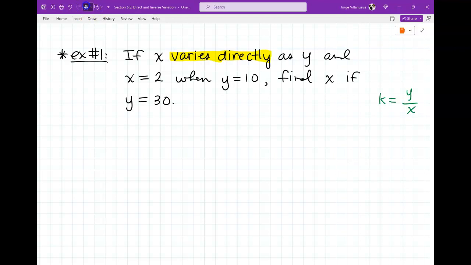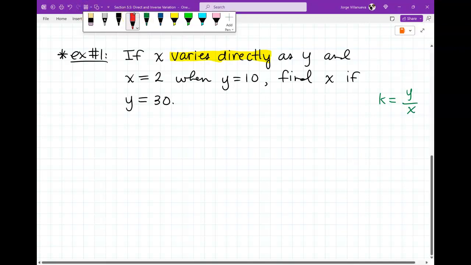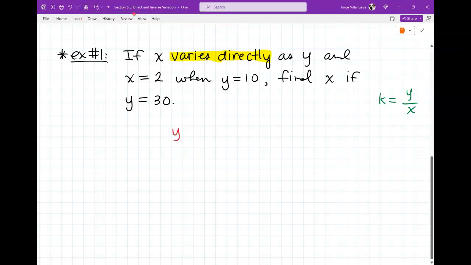So this is what I'm going to do. I'm going to get my first fraction, y over x, and I'm going to set it equal to y over x. Because I got to create two of them. How do I know I got to do two of them? Well, because in the very beginning, they give me x equals 2 when y equals 10. They gave me information for that, 10 over 2.